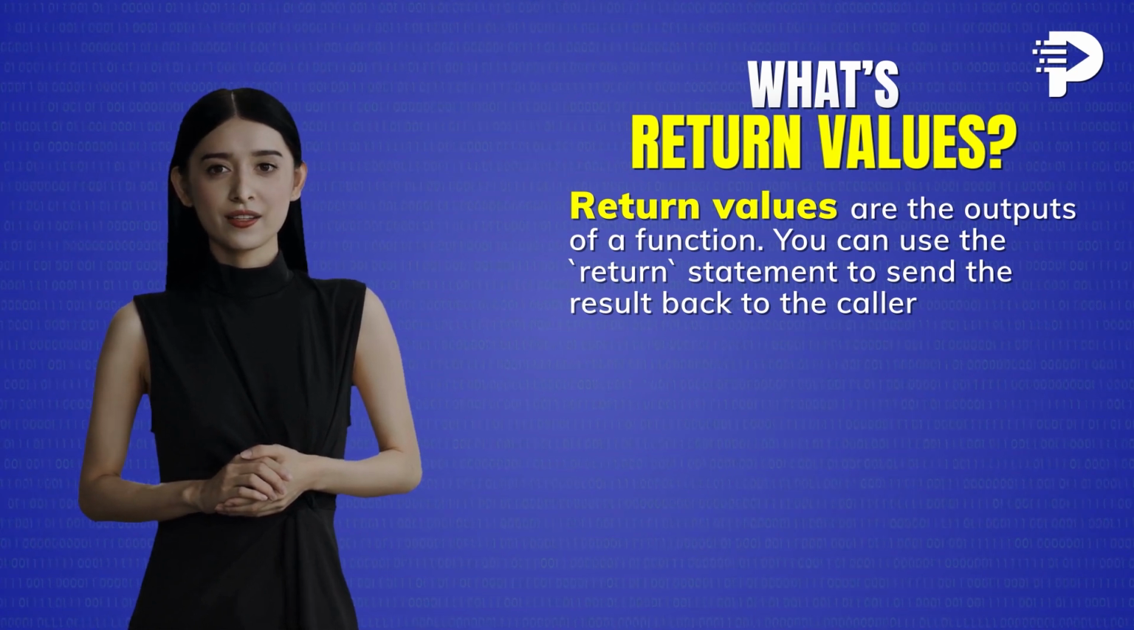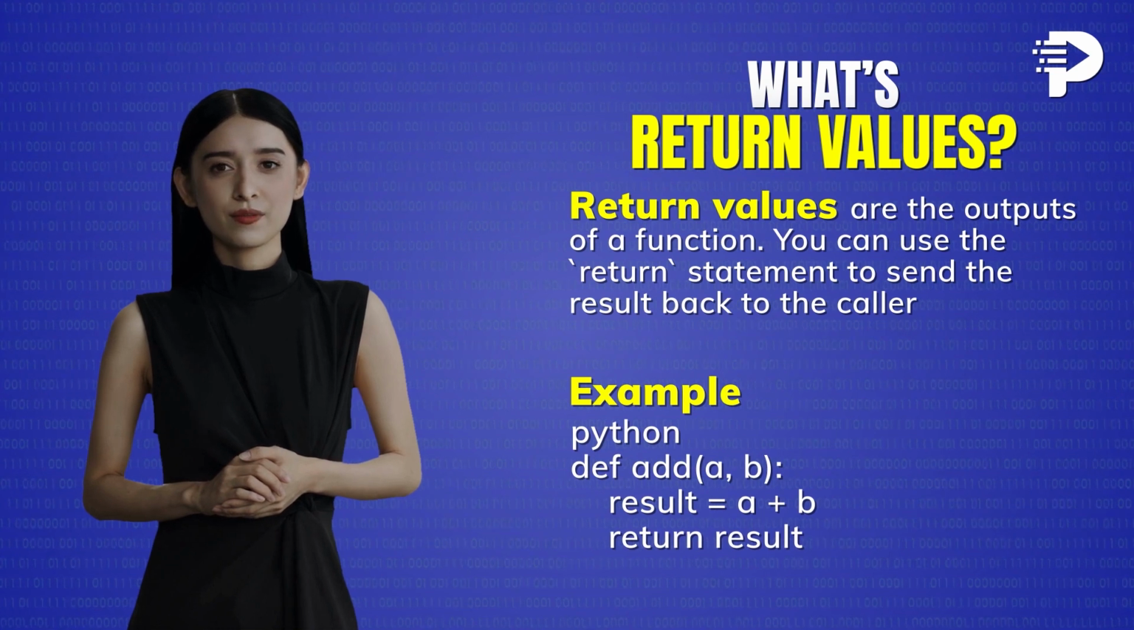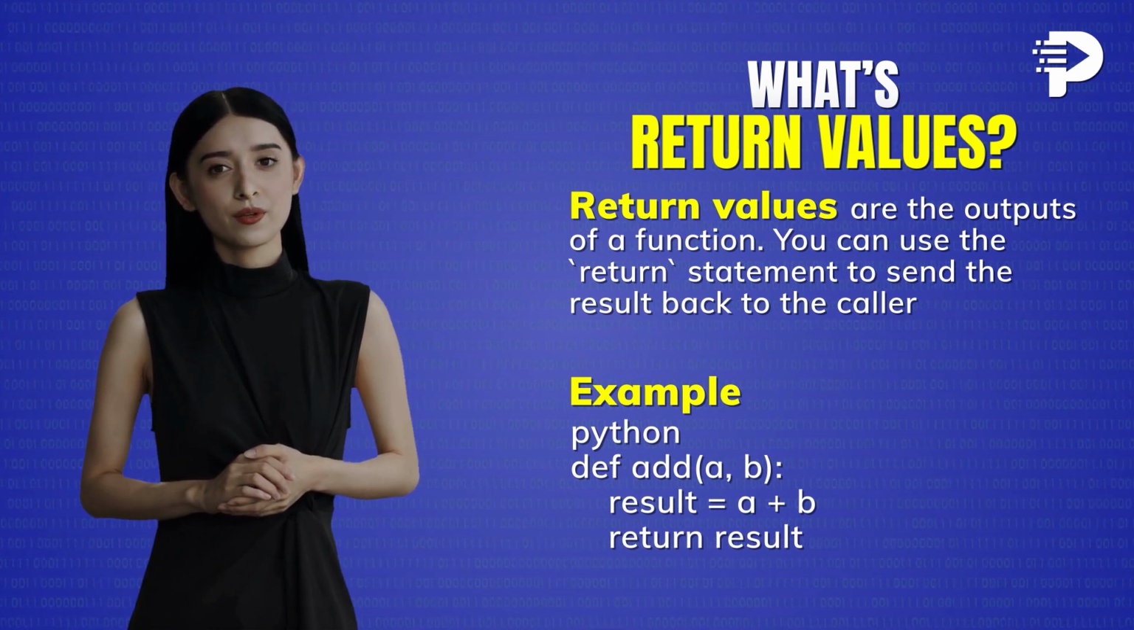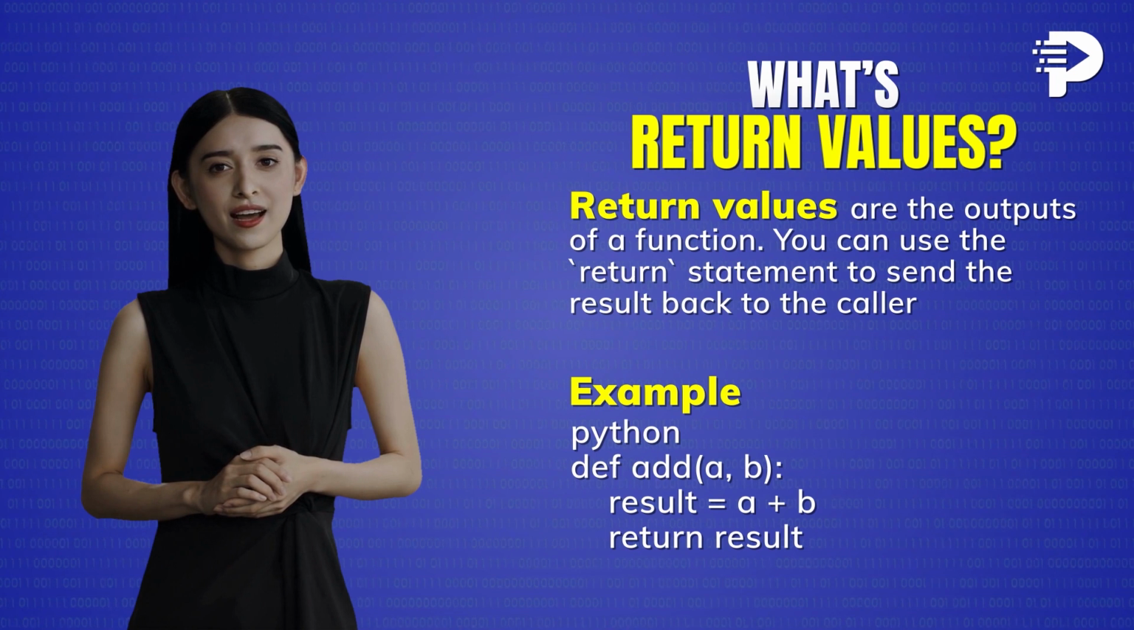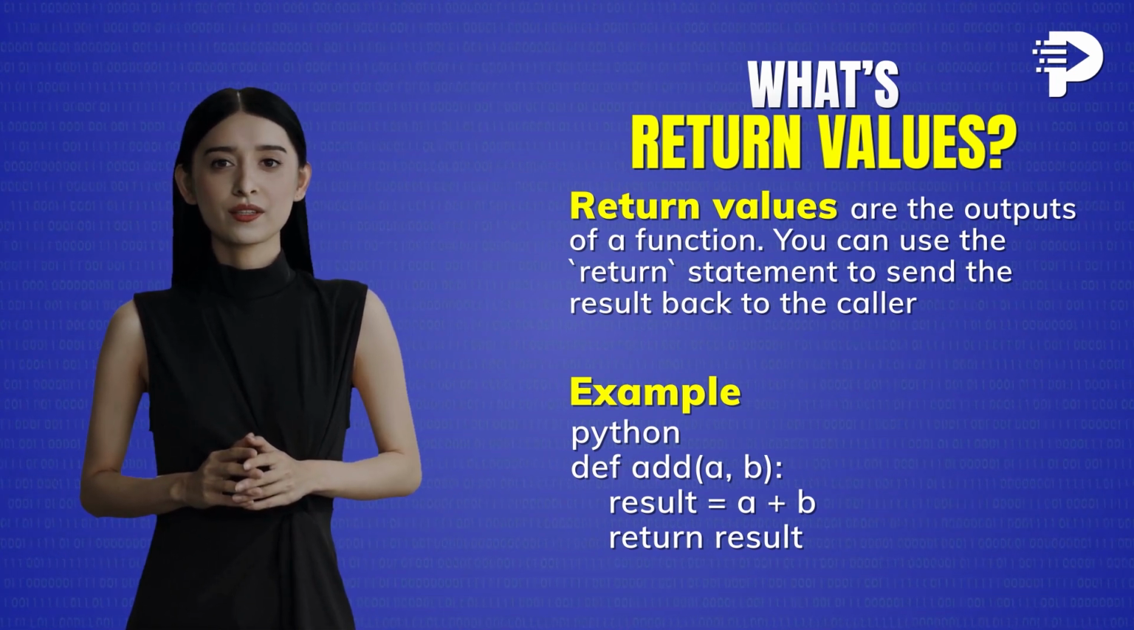A function to add two variables will return a variable, which is the sum of the two variables. Here, the variable result contains the summation of a and b. The statement return result will return the final value.